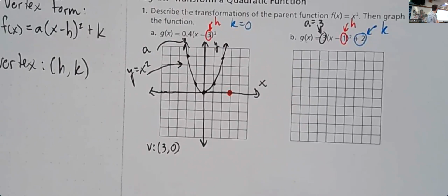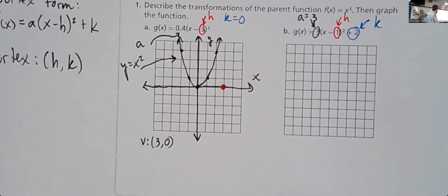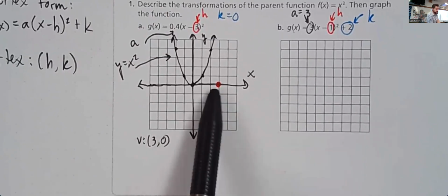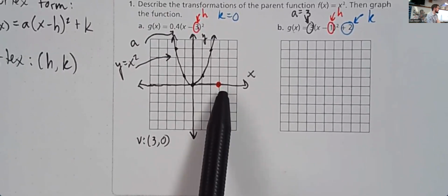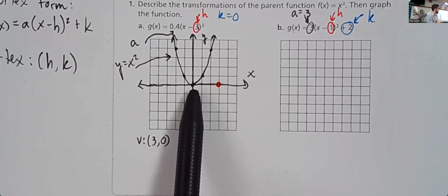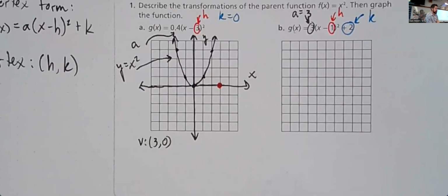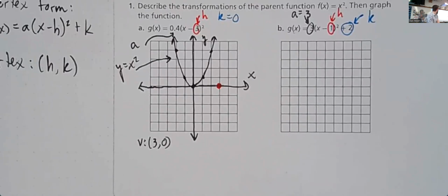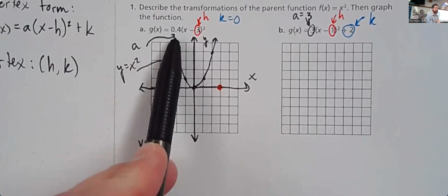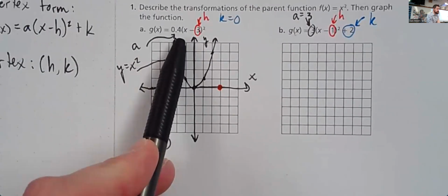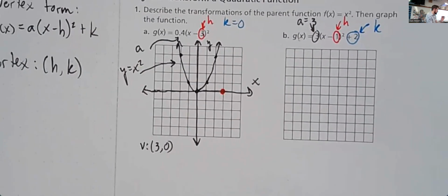Now, this particular function has been moved 3 to the right. You can see that because the middle of the graph is no longer in the middle. It's now moved over 3 to the right. The vertex is at 3, 0 because H, K was 3 and 0. Now, is this going to be a vertical stretch or a vertical compression based on that number there? It's a compression. Yeah, it's less than 1. It's a vertical compression with a value less than 1.